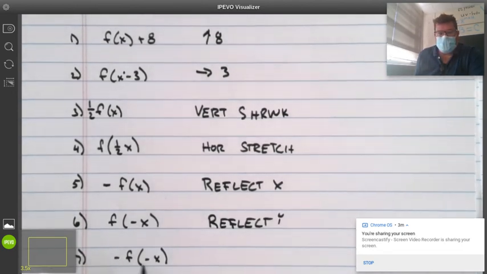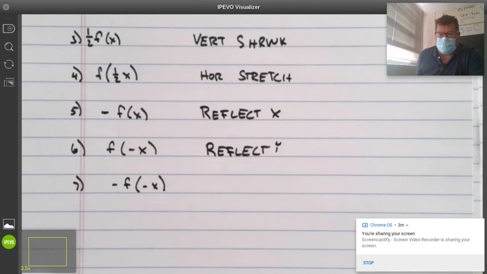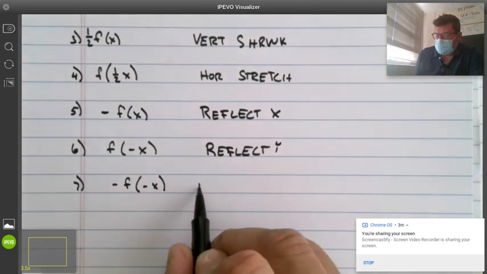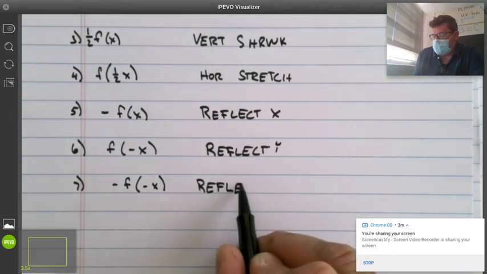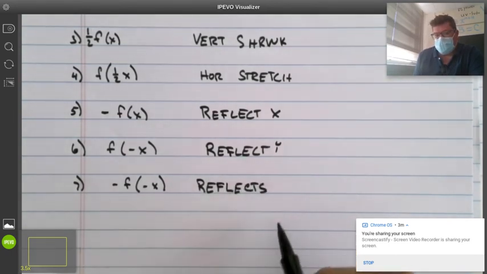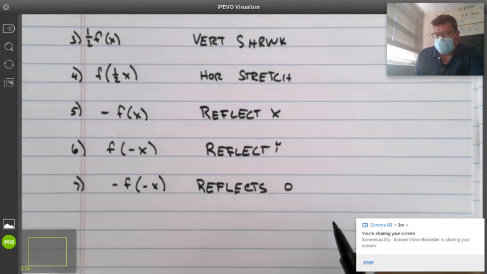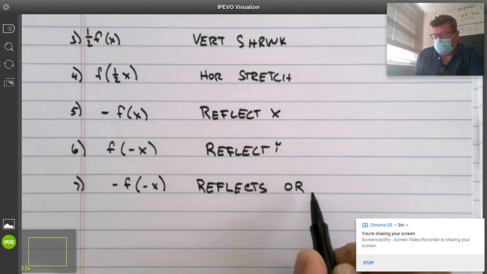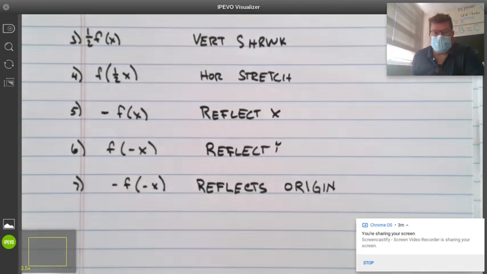What happens if you put it in both places? That is not covered on that chart. If it's in both places, this reflects. Do you remember? I'll give you a hint. Reflects across the origin.